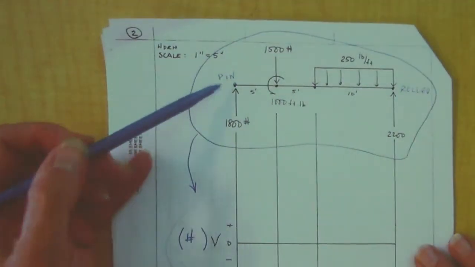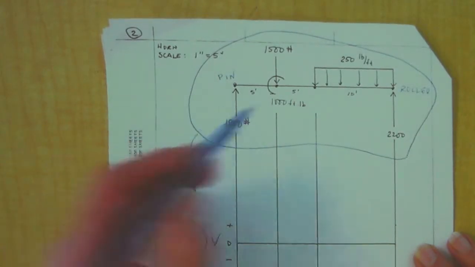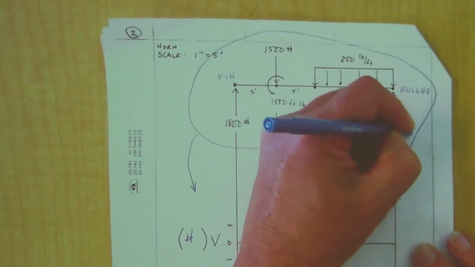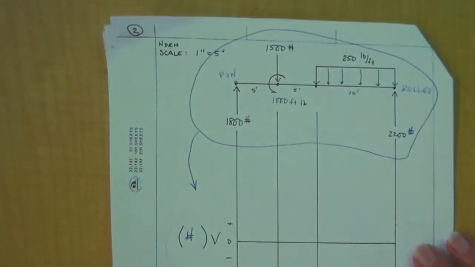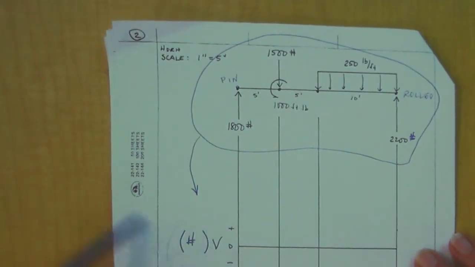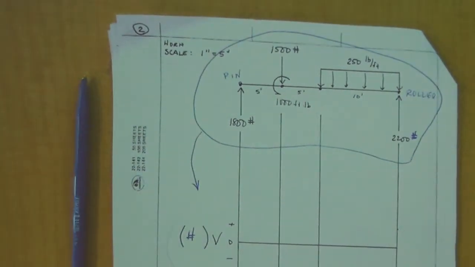So again, this 1,800 pounds and this 2,200 pounds, both of those values are reactions at supports that are already calculated. Okay, just a few minutes to get the shear diagram from the information in the force diagram.